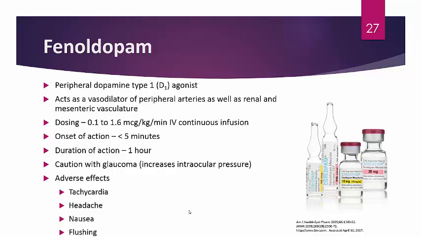Fenoldopam is also an agent that you don't see very much in the hospital setting, at least from my experience. It's a peripheral dopamine type 1, or D1, agonist, and it acts as a vasodilator of peripheral arteries as well as renal and mesenteric vasculature. It has a dosing of 0.1 to 1.6 mcg per kilo per minute IV continuous infusion. It has a short onset of action and a duration of action of about 1 hour.